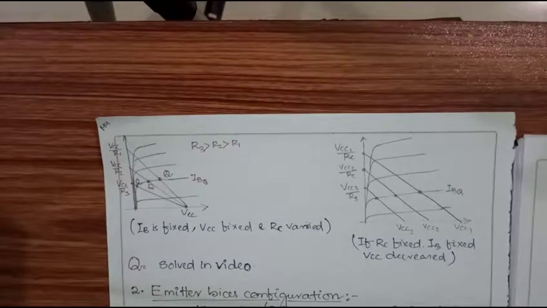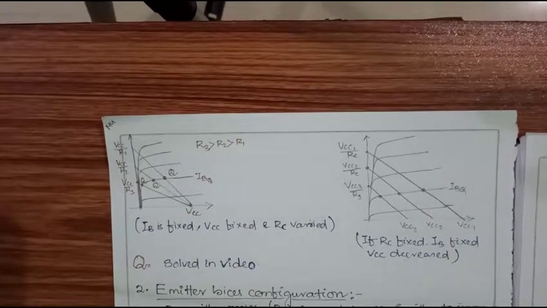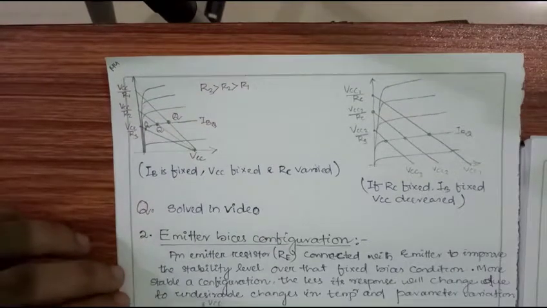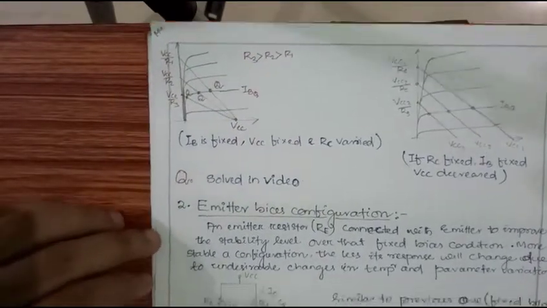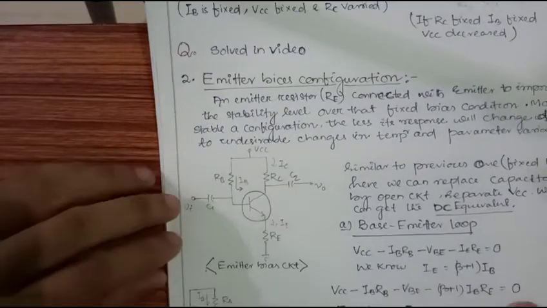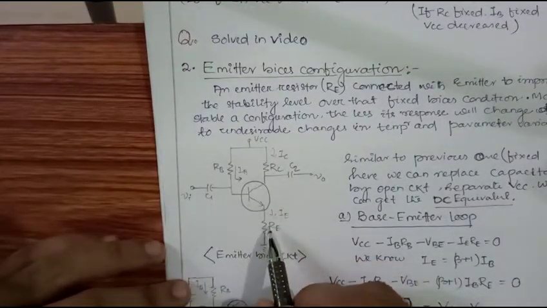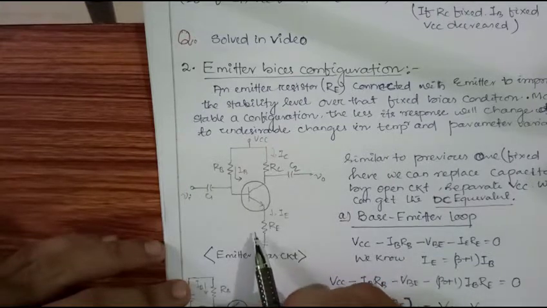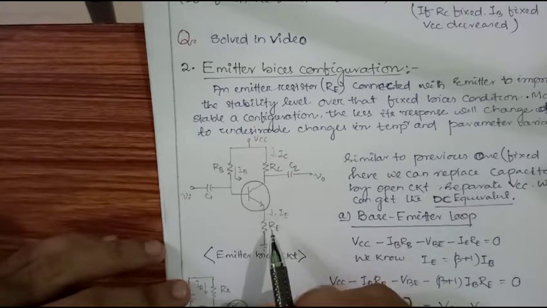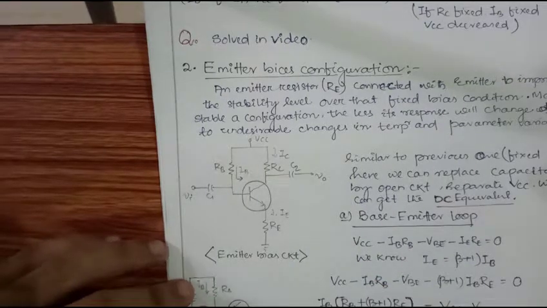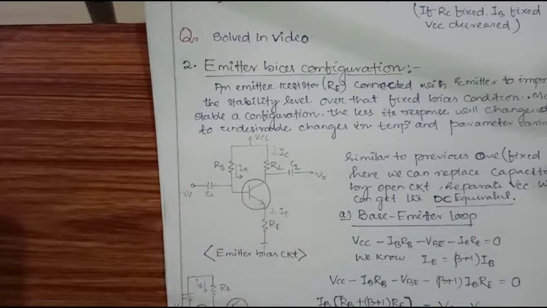In the last video, we have completed the fixed bias configuration. Today we are going to see the emitter bias configuration. Similar to the fixed bias configuration, the circuit diagram for emitter bias configuration is the same as the fixed bias, but with only an addition of RE, that is an emitter resistance. Why is this emitter resistance added? It is added to increase the stability of the configuration.